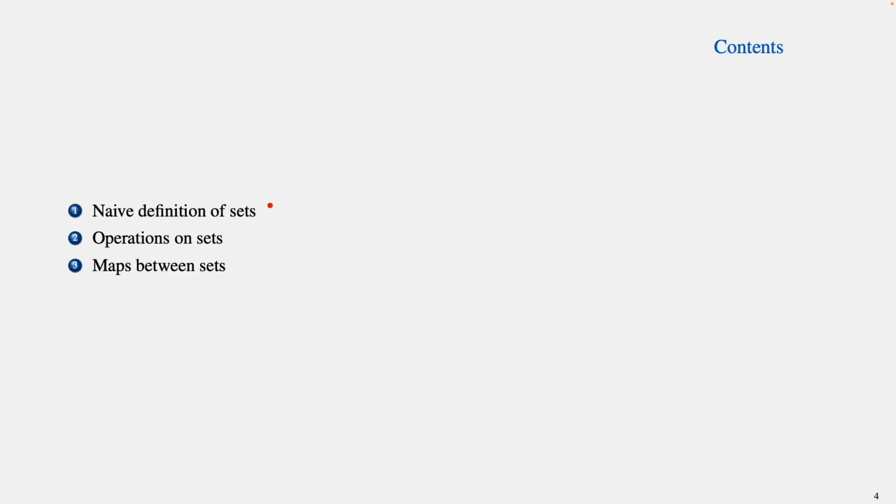Today's video has three parts. First, we review the naive definition of sets again. Then we will learn about operations on sets, which in a way mirror the logical operations we have learned before. And then we will learn about maps between sets and their properties.